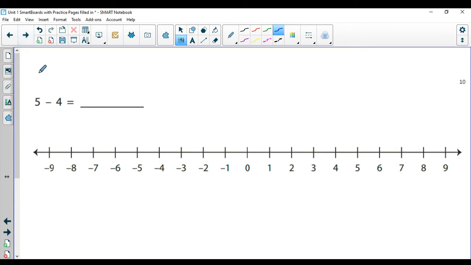Notice that the rules are basically the same because we're changing everything into addition problems. So if we start here, 5 plus a negative 4, that's 4 to the left, which is going to give us an answer of 1.